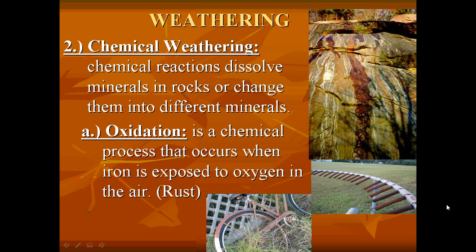An example of chemical weathering is oxidation. Oxidation is the same thing as rust. It is a chemical process that occurs when iron, which is a metal, is exposed to oxygen in the air. The top picture is a rock that's gone through oxidation, and the bottom two pictures are iron or metals that have gone through oxidation.